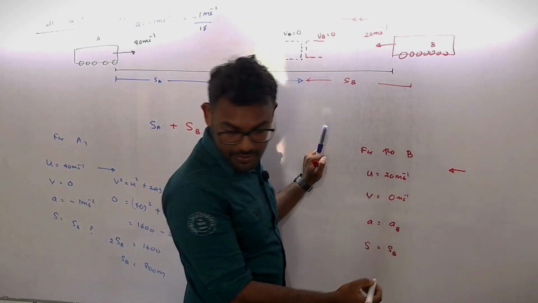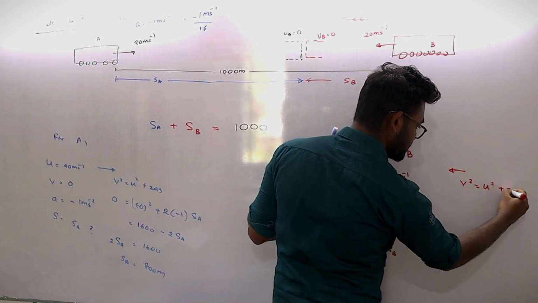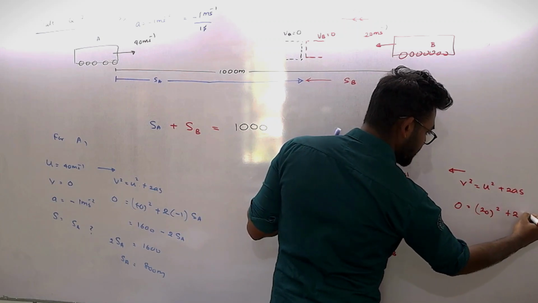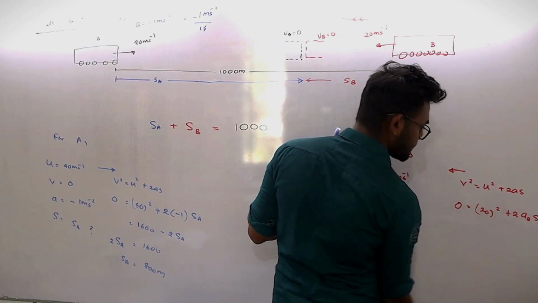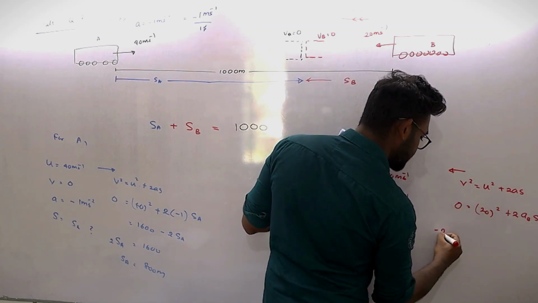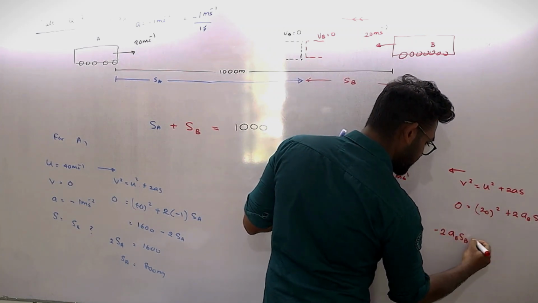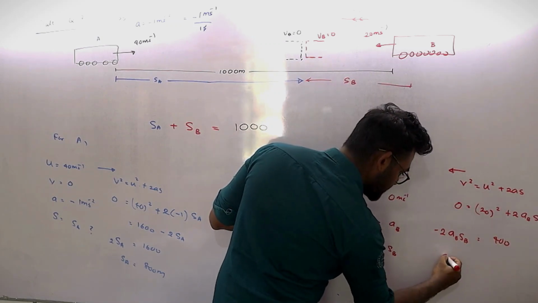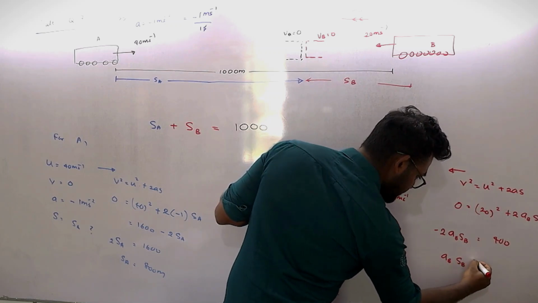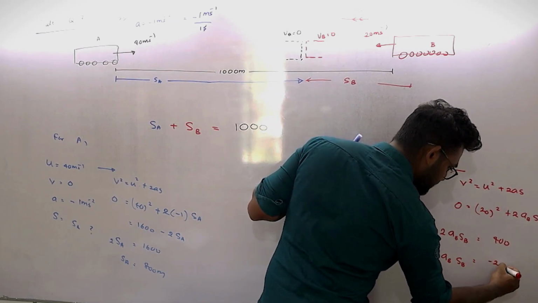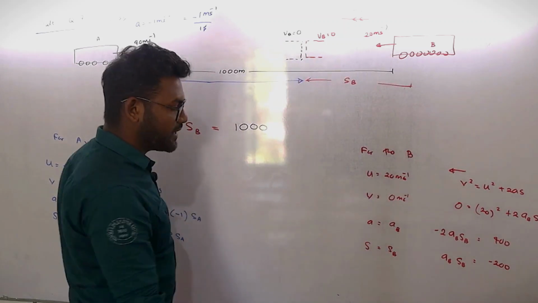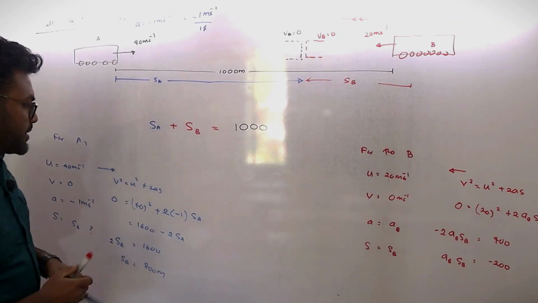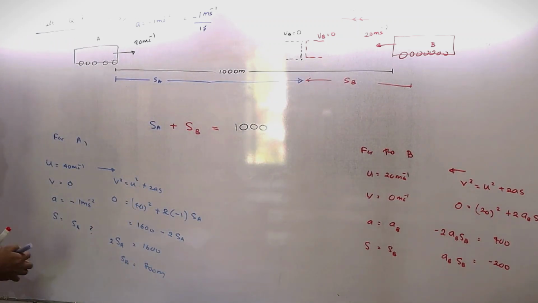To this direction, it's V squared equals U squared plus 2AS. Once again, this is 0, and this is 20 squared plus 2 AB into SB. And I'm going to take it to this side, minus 2 AB SB equals 400. Then I can divide by minus 2 here, equal to minus 200. If I can find out the SB, I can apply it to here and get the AB, the acceleration of B, or basically here the deceleration. Well, you can do it from this.